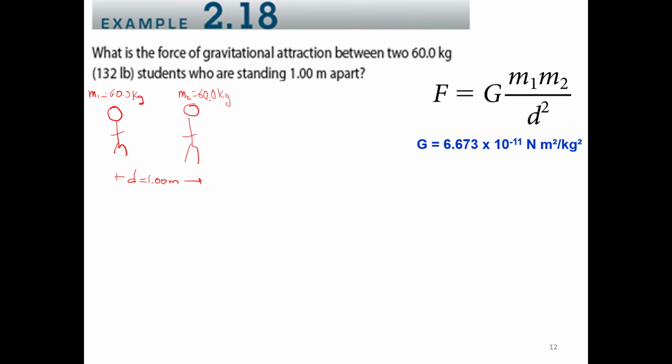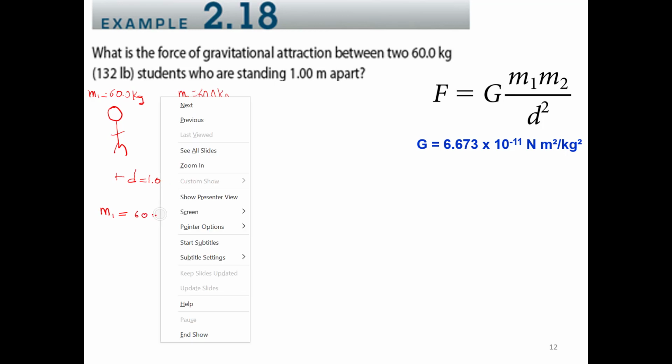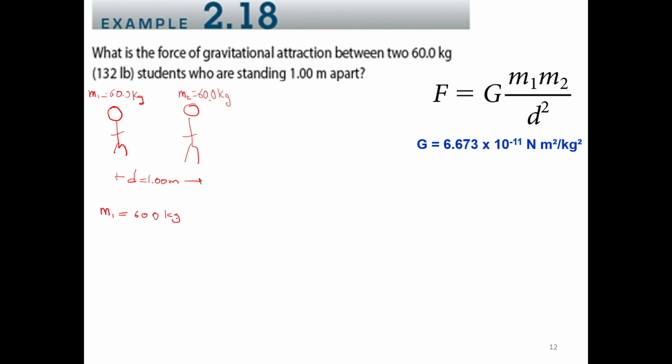And we want to know the attraction force between these two students due to gravity. Here we know the mass 1 is 60 kilograms, the mass 2 equals 60 kilograms, and the distance equals 1.00 meters. Here is the constant value, which is G, 6.6, and this is always the same.